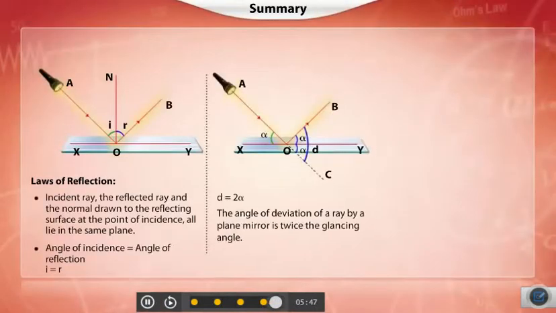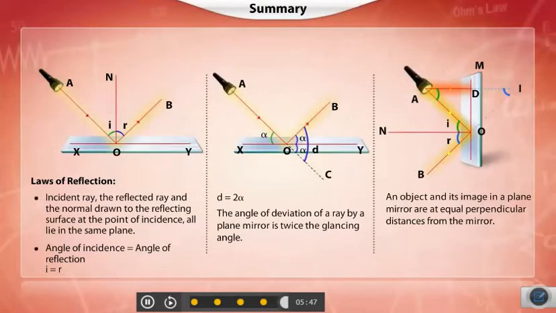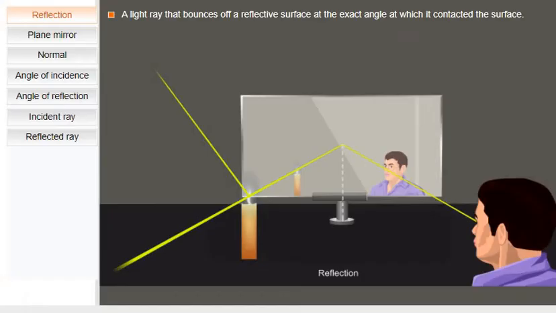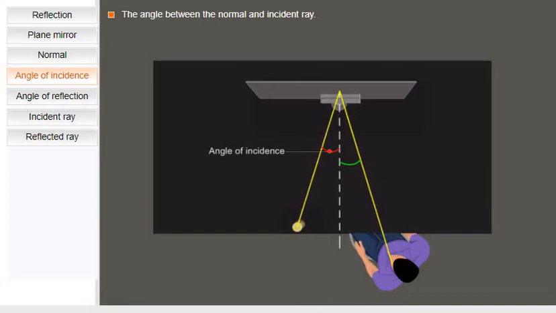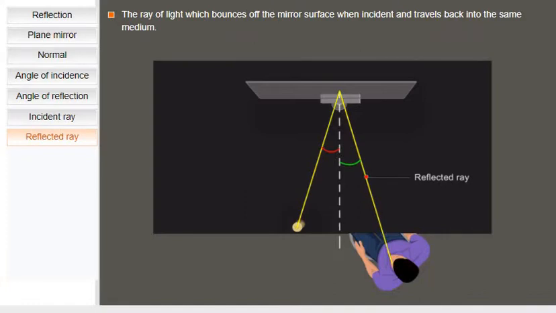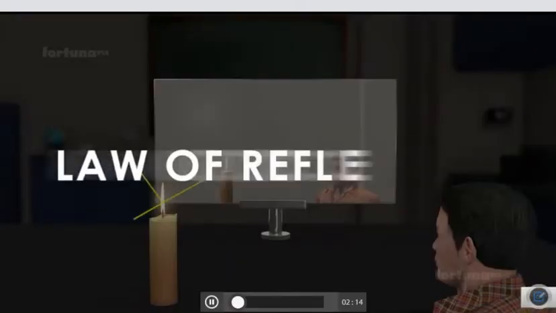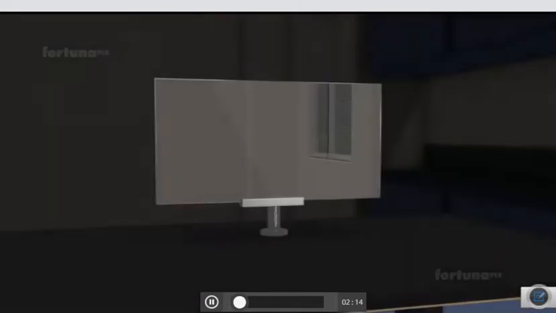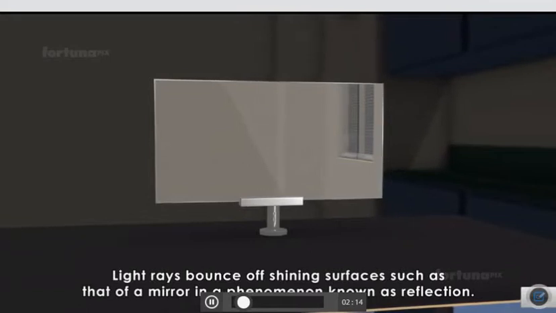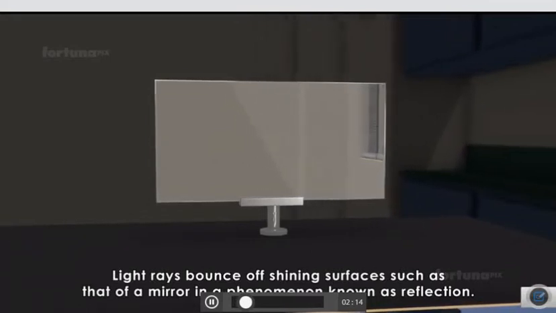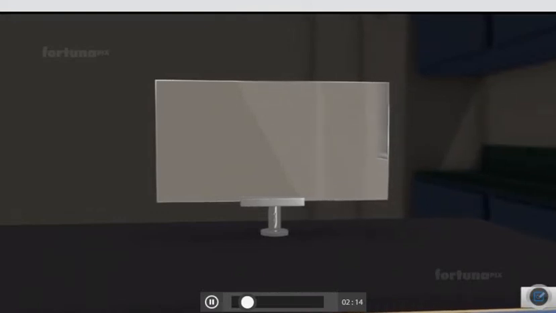Let's recapitulate the key points covered in this animation. Law of reflection. Light rays bounce off shiny surfaces, such as that of a mirror, in a phenomenon known as reflection. Plane mirrors, named as such because of their flat surfaces or plane, have distinct ways of reflection.